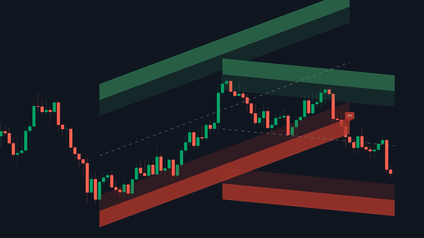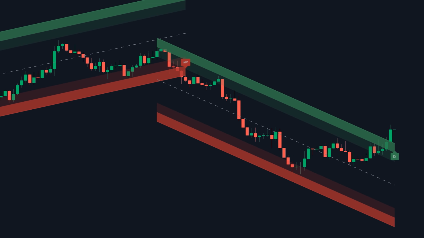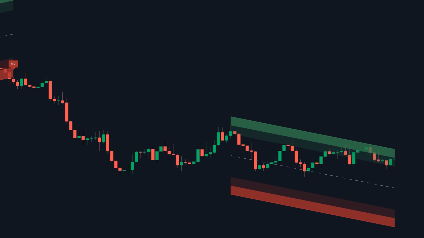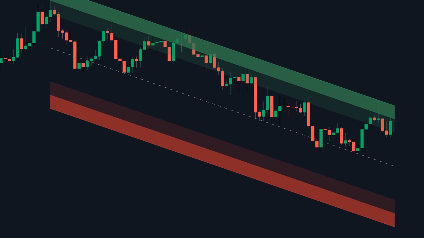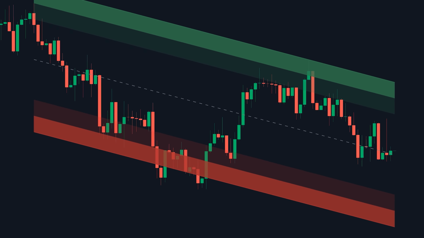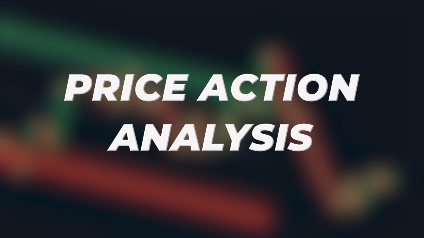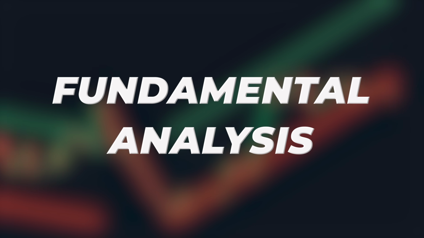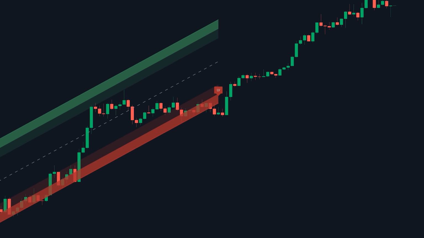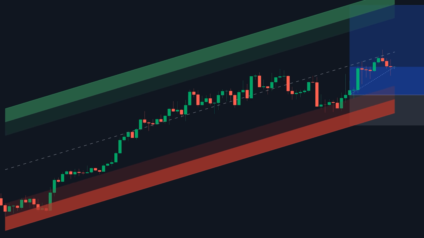Now, please remember, this is not financial advice. The strategy ideas discussed here are based purely on how this indicator works, and for any real trading, you should always add your own price action analysis, fundamental analysis, or other confluences. Never trade based on a single indicator alone.